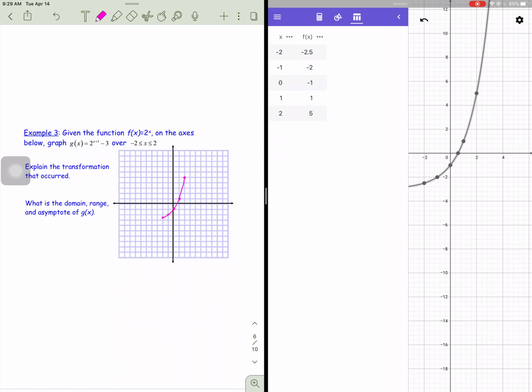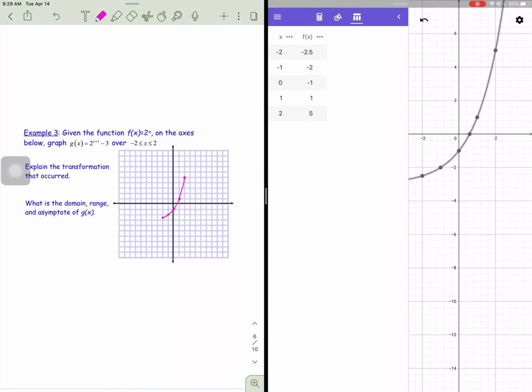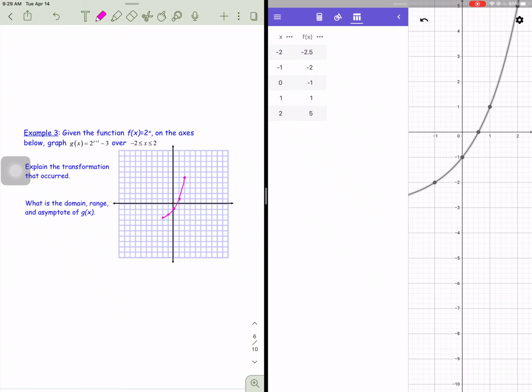Explain what transformation occurred. Well, what did happen? Let's take a look. It definitely went down 2 because it should have hit 0, 1. Anything else happen? Well, what's that plus 1 up there doing to it? Is it going right? Is it going left? I don't know. Let's take a look.